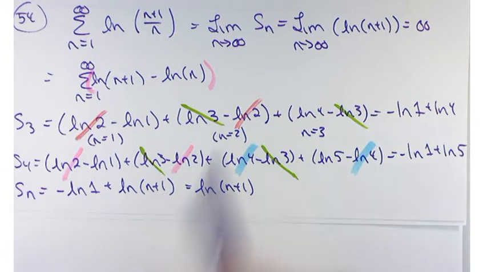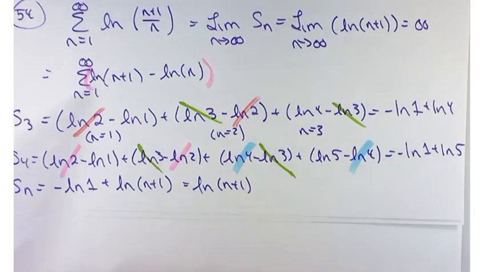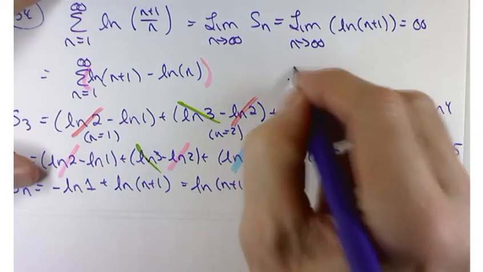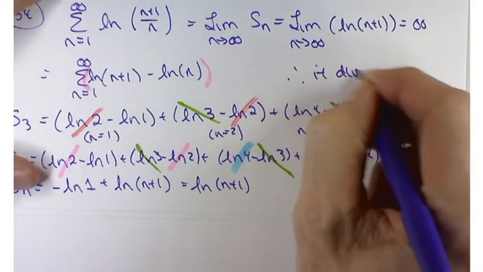Even though it diverges, it does actually pass the nth term test, because those terms are going to 0. Essentially, it's going to the log of 1, and log of 1 is 0. So even though these terms go to 0, the sum does not go to 0. The infinite sum goes to infinity. It diverges. Therefore, it diverges.